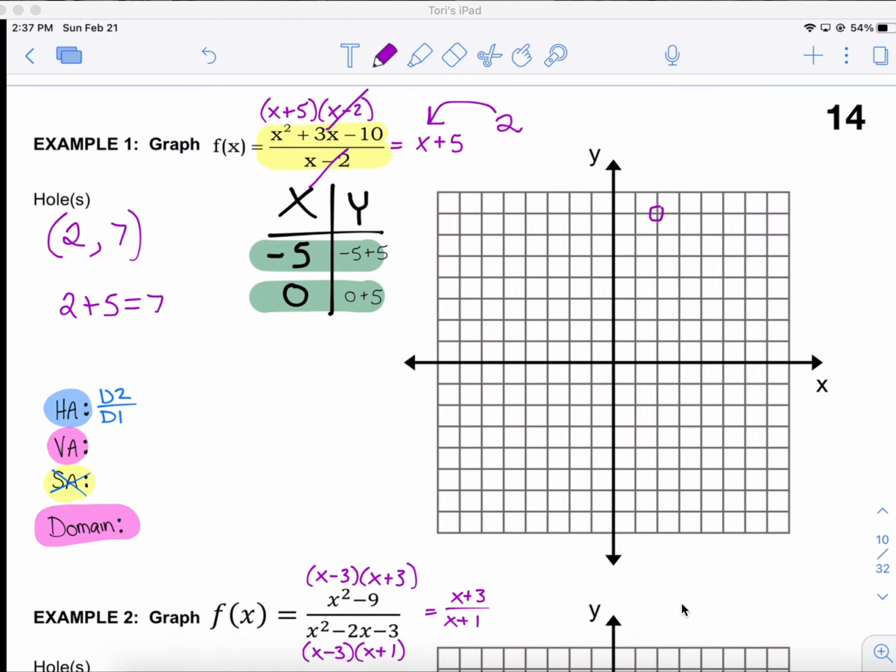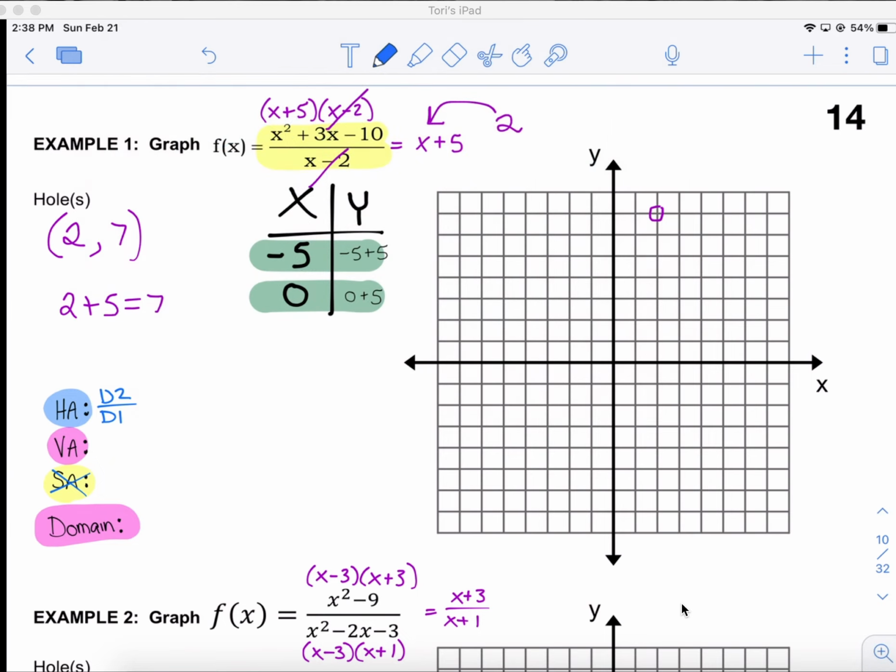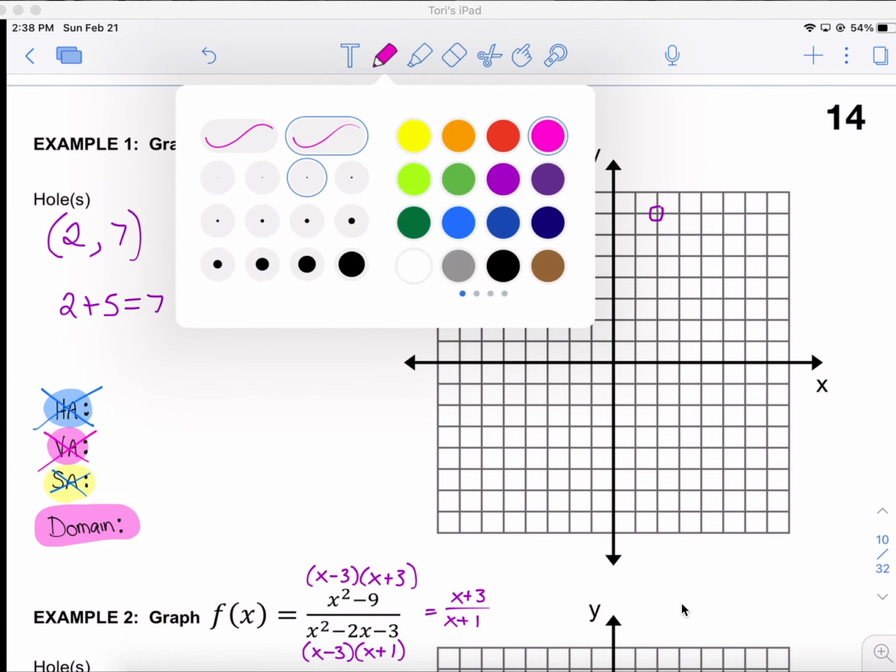The rest of it, I'm going to go ahead and find my asymptotes. For the horizontal asymptote, I'm going to change that because we simplified. It's not degree 2 over degree 1 anymore. It is just a linear line. So we actually don't have any horizontal asymptotes, because all I'm worried about now is graphing x plus 5. x plus 5 doesn't have a horizontal asymptote. It's not a fraction, so it doesn't have a vertical asymptote. It's just a line. So let's go ahead and graph it.